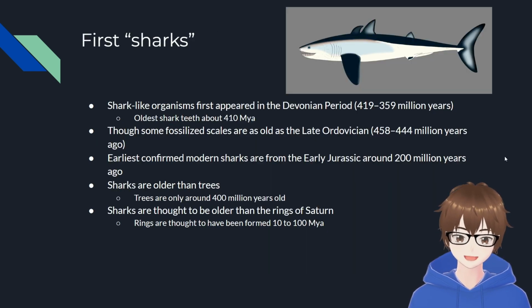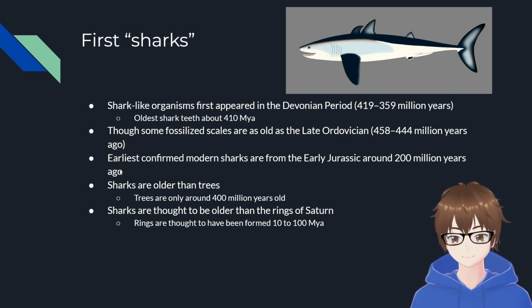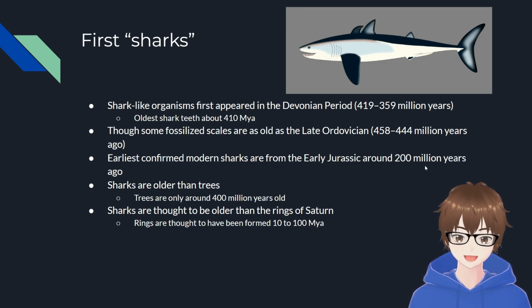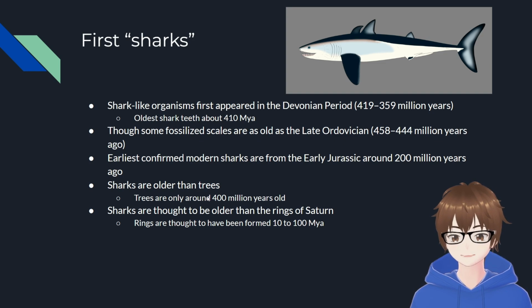The first sharks, or shark-like organisms, first appeared in the Devonian period around 419 to 359 million years ago, and the oldest shark teeth were found around 410 million years ago. Though some fossilized scales are as old as the late Ordovician, which was 458 to 444 million years ago, and the earliest confirmed modern sharks are from the early Jurassic around 200 million years ago. So the earliest sharks means the ones that we would still today be able to tell are sharks.